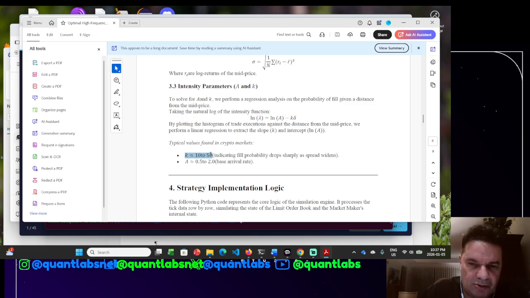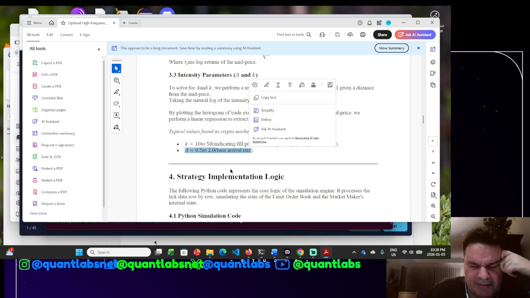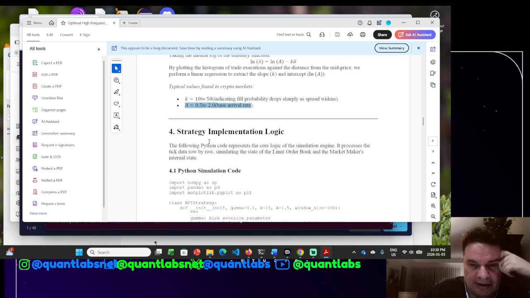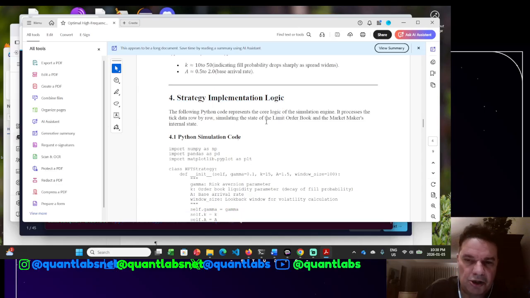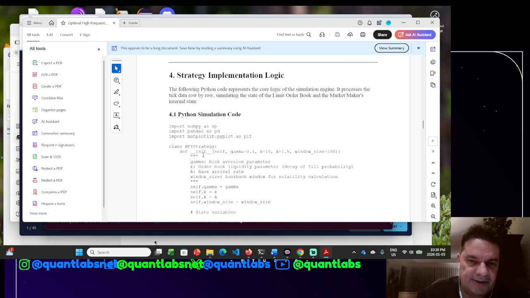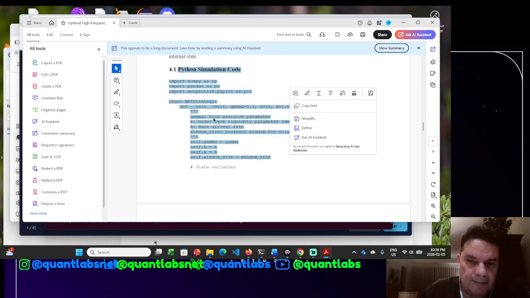So when K is approximately 10 to 50, it indicates a fill probability that drops sharply as the spread widens. And A, between 0.5 and 2, is the base arrival rate. Okay, so what do we do with the implementation logic? As it said here, we're going to showcase the state of the limit order book and the market making internal state. So here's that Python simulation code that I talked about.